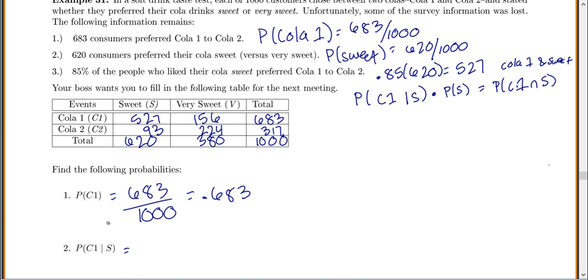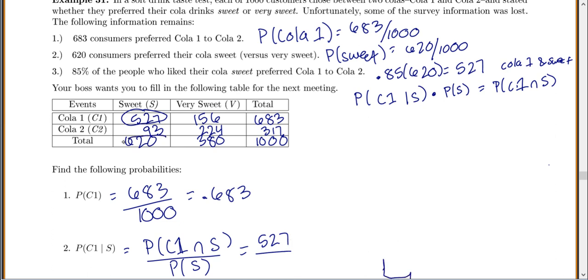Next, we want the probability that they like Cola 1 if we know that they like it sweet. We already actually wrote that up above, but let's see how you could do this just based on the table. To do a conditional probability, you always do the probability of the intersection, or the AND part, over the probability of what's given, which is that they like sweet. So you come up here and ask, what's the probability of the intersection? C1 and S, that's where they intersect, so 527. And for the probability of sweet, you find all the total sweet people, or 620.